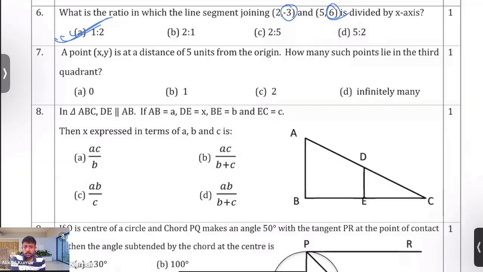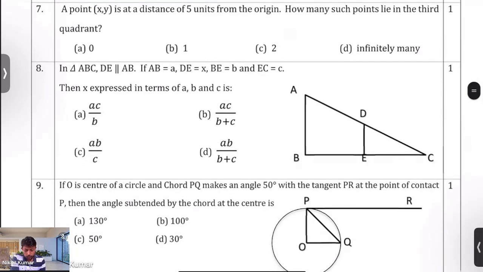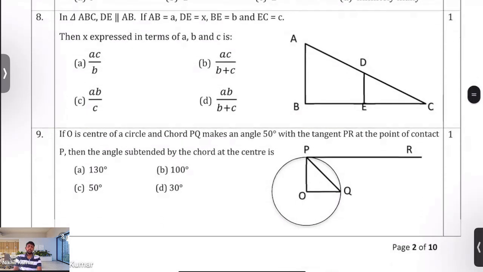Okay, let's move on to question number 8 now. From the picture, from the diagram that's given, it's evident that it might be a question on similarity of triangles. But still, let's read the question once, okay? There is a triangle ABC. This is the bigger triangle. And DE is parallel to AB. DE is parallel to AB.